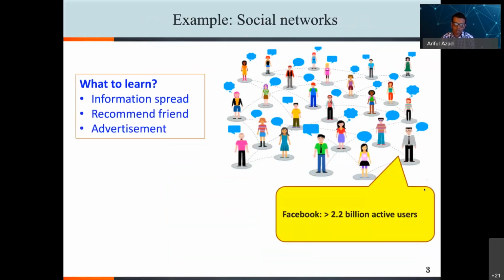There are many applications. For example, if I think about Facebook, a big social network, that can be modeled as a graph. And this is a reasonably big graph because Facebook has more than 2.2 billion active users. And given this type of graph, we often would like to learn how information spreads, how to recommend friends, and how to advertise, targeting different individuals. Those are the high-level learning tasks that we do on social networks.